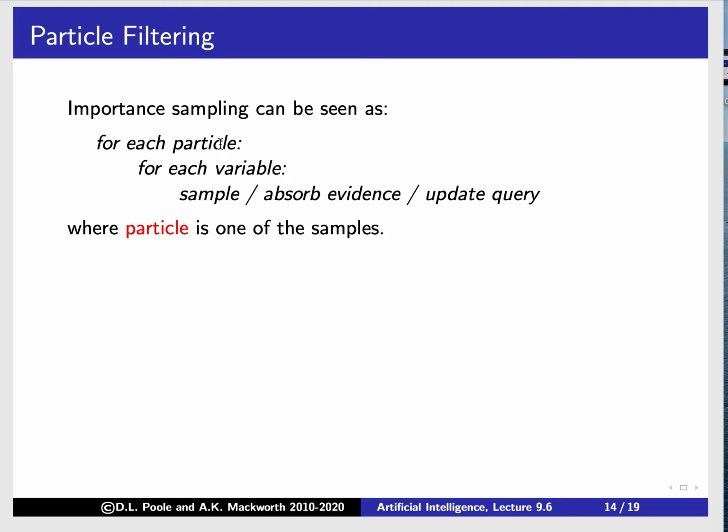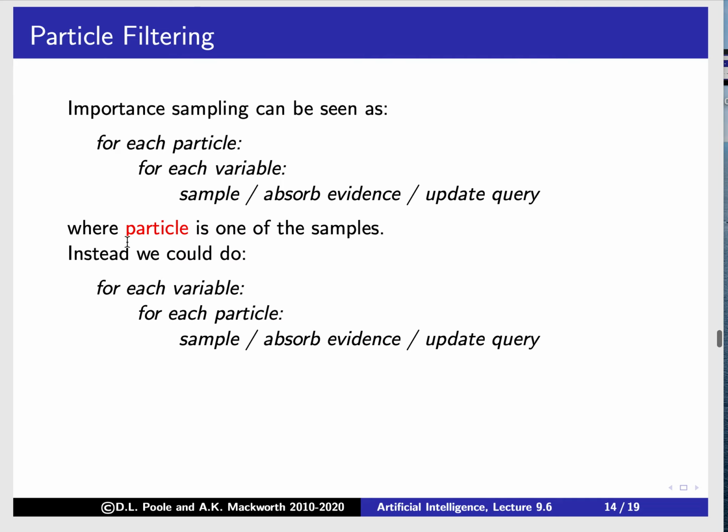So for each of these samples or particles, we're going to loop through all the variables, and then sample the value of the variable, absorb any evidence there is, and update the query. If you know how programming works, you'll notice that these two for-each loops can be swapped around and you get the same answer. So instead we could go through each variable, then go through each particle, sample, absorb the evidence, and update the query.